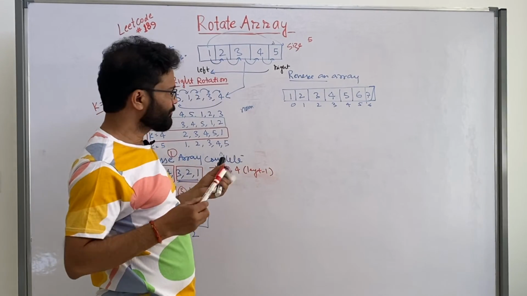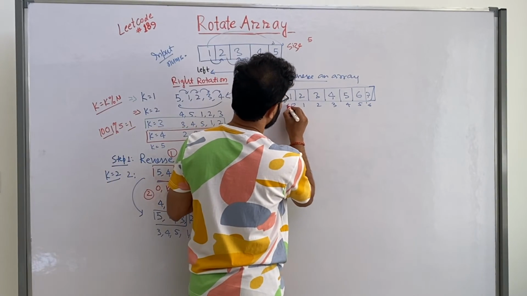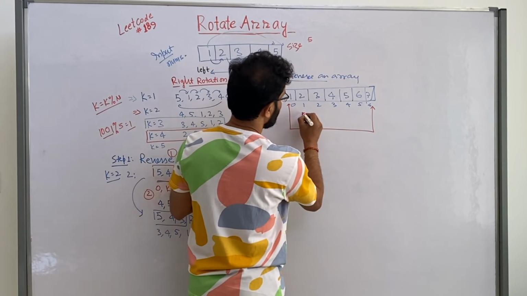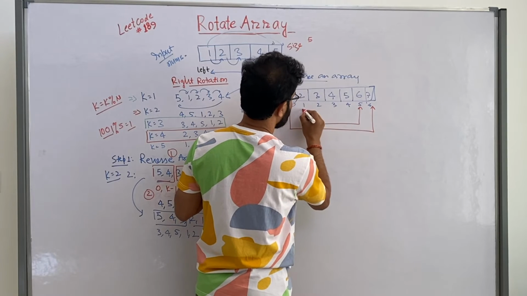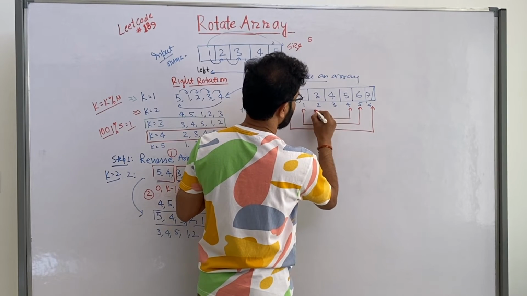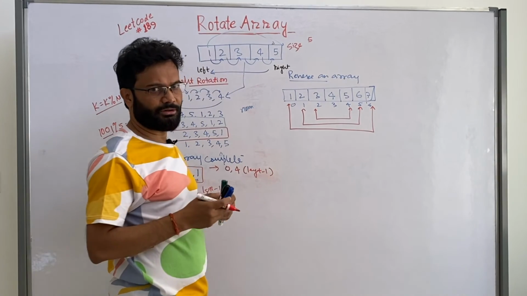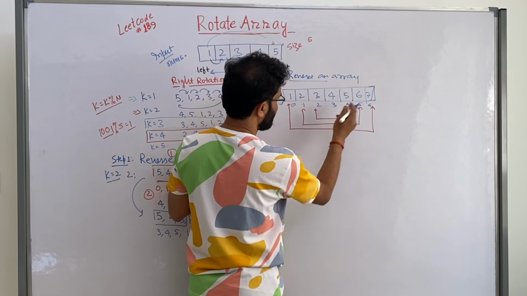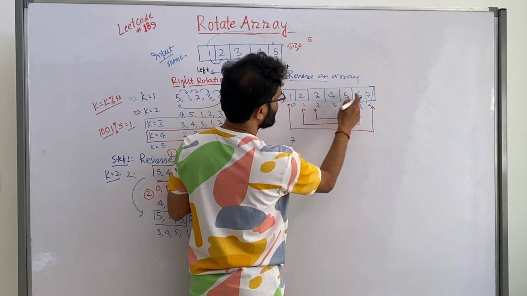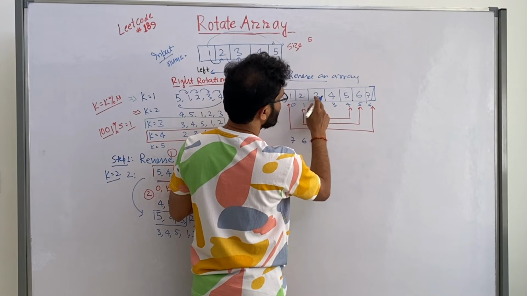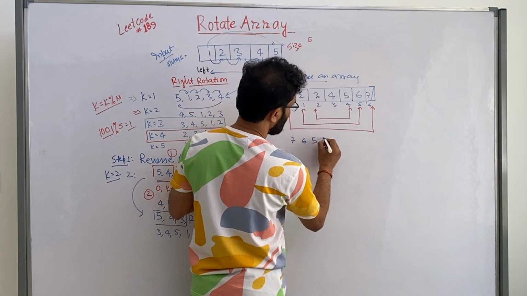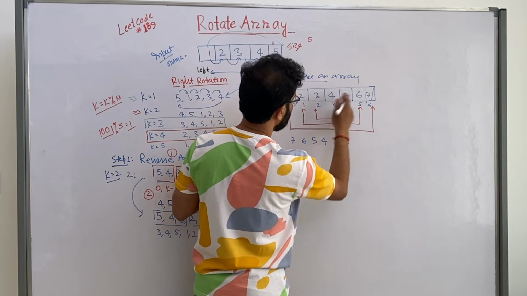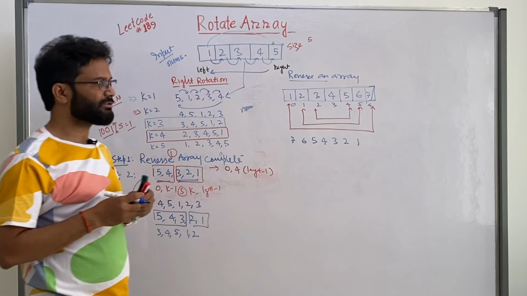So what you have to do? You have to swap 1 and 7, swap 2 and 6, 3 and 5, and don't touch the 4 if this is an odd number. Now if you reverse 1 and 7, 7 will come here; 2 and 6, 6 will come here; 3 and 5, 5 will come here; 4 no change. Then 5 pushes 3 here, 6 pushes 2 here, 7 pushes 1 here. You can see it got reversed.